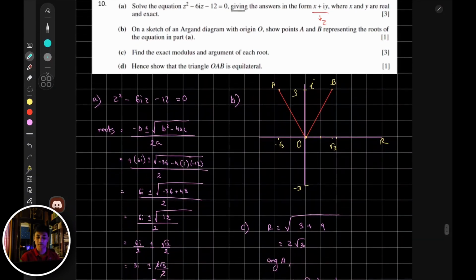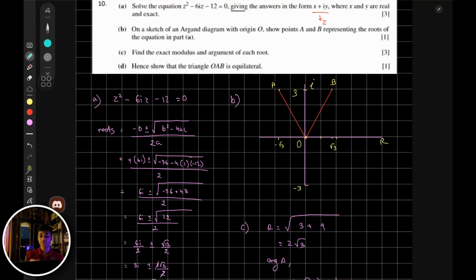You have sketched it. Next, find the exact modulus and argument of each root. So they're asking you to find the distance or the magnitude of r, meaning the distance between A and O and the distance between B and O.